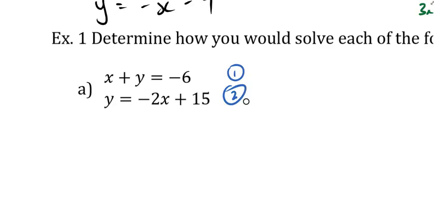Kenzie, what do you think? I would do substitution. Why? I don't really know how to explain it, but I would be able to sub the negative 2x plus 15 into the y in the first equation. Okay, good. But see what I mean? Everybody's different. People are going to see these different ways. That's not about right or wrong. So what Mackenzie's saying is this one is kind of already set up for substitution because it says y equals.